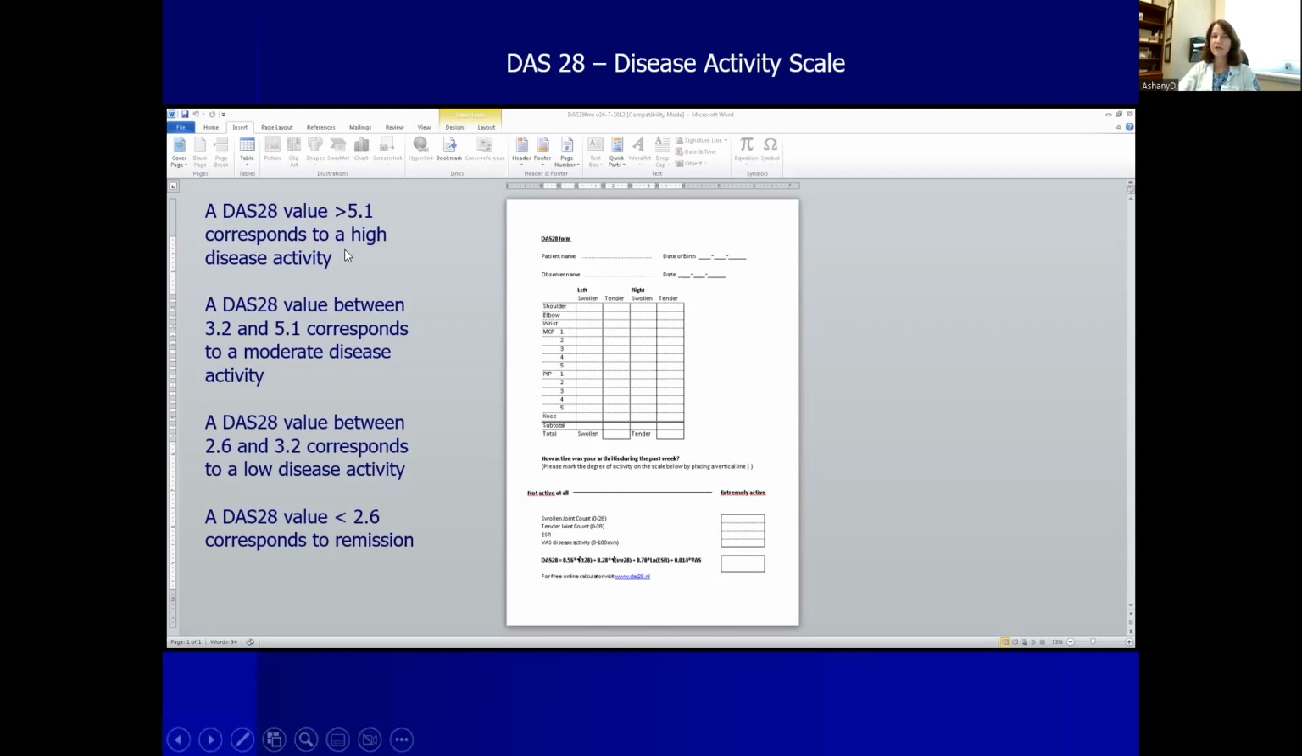If the score is very high, over 5.1, this correlates with high disease activity. If the score is low, less than 2.6, that correlates with being in remission. So I mentioned this just to show you how the sedimentation rate and the CRP help us in following patients and assessing their activity of disease.